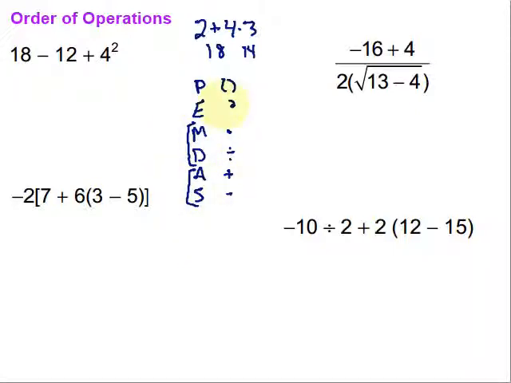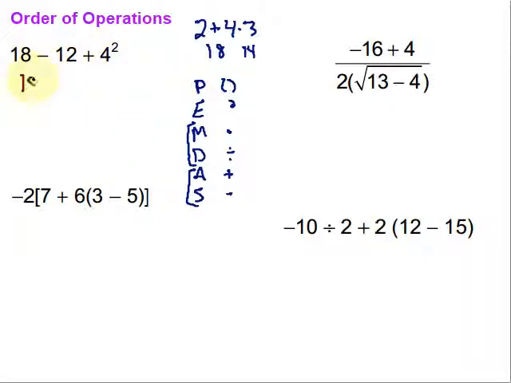Alright, so let's go ahead and apply the order of operations in some examples here. This first one, we look through. First thing I would suggest is see what operations are going on. Well, we've got subtraction, we've got addition, and we've got an exponent, that 4 being squared. Exponents first, because we don't have any grouping symbols here, so 4 squared is going to be 16.